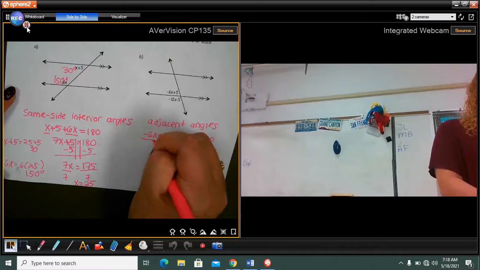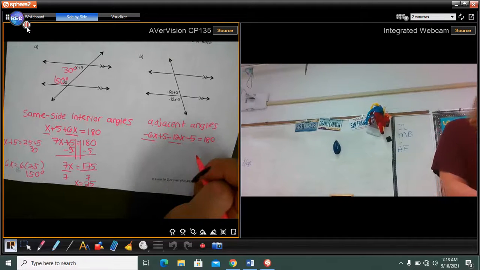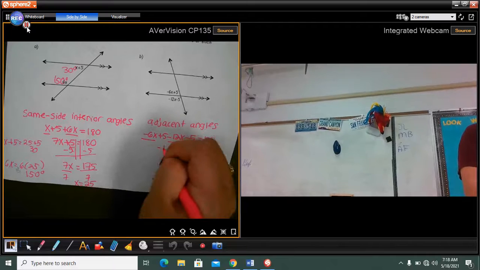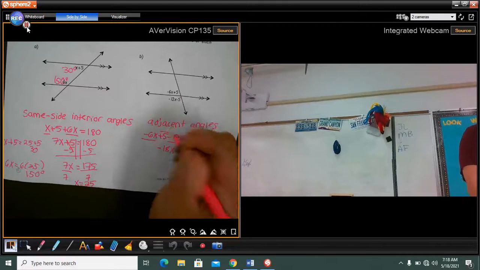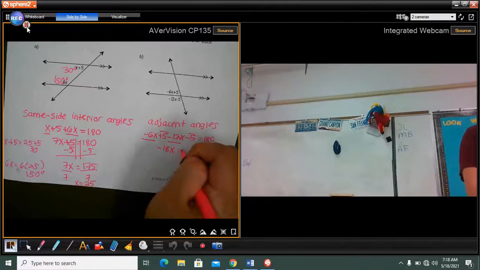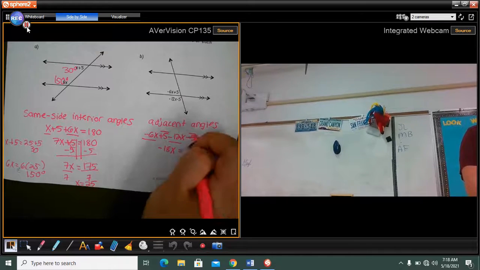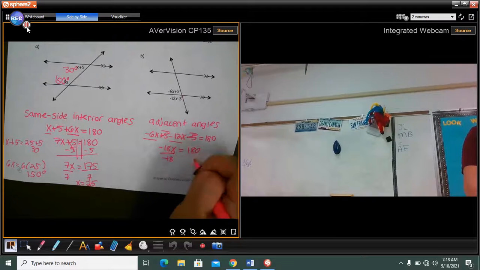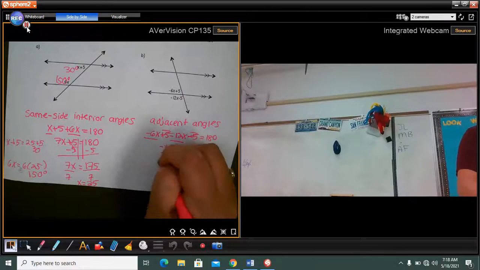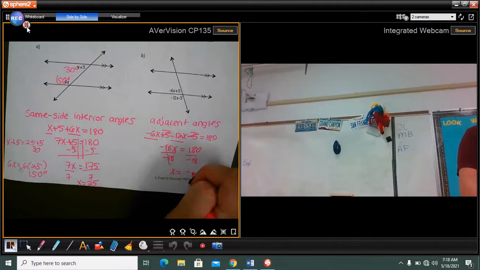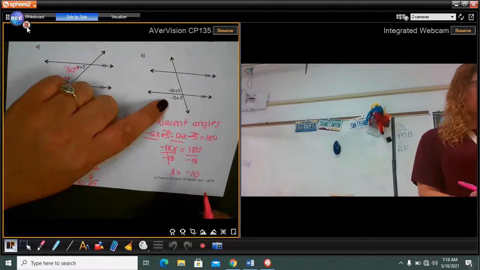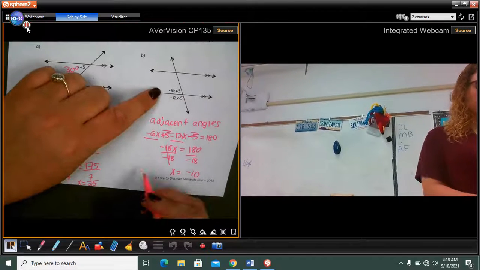Combine like terms. Negative 6x minus 12x is going to give me negative 18x. 5 minus 5 is 0. And I have 180. So these cancel each other out. Then I'm going to divide by negative 18. Now I get x to equal negative 10. But I need to plug it into these to get what these angles are.